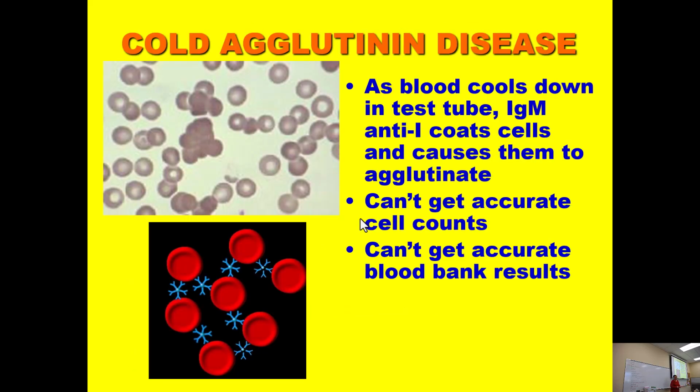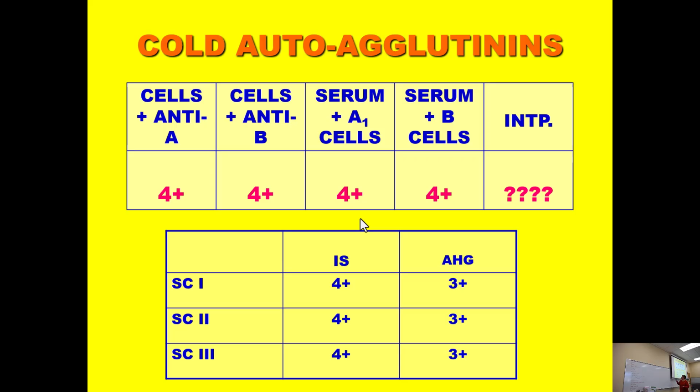As blood cools down in a test tube, the same thing is going to happen. The IgM is going to coat the cells and cause them to agglutinate. We can't get accurate cell counts. We put it through the hematology analyzer, and the cell counts get all goofy. Can't get accurate blood bank results because everything's agglutinating all the time. This is the kind of reaction we're going to get. Everything's a 4+.